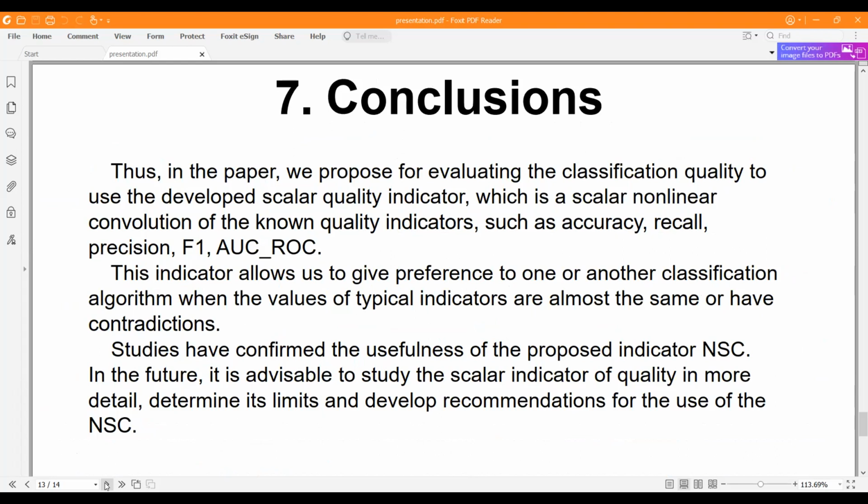So in the paper, we proposed to evaluate classification quality using the developed scalar quality indicator, which is a scalar nonlinear convolution of the known quality indicators, such as accuracy, recall, precision, and so on. This indicator allows us to give preference to one or another classification algorithm when the values of typical indicators are almost the same or contradictory. Studies have confirmed the usefulness of the proposed indicator NCS. In the future, it is advisable to study the scalar quality indicator in more detail, determine its limits, and develop recommendations for the use of the NCS.